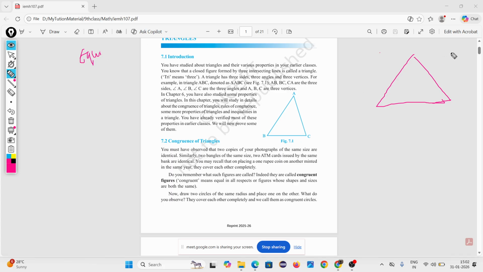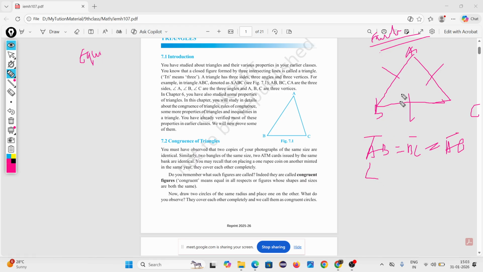Look, equilateral triangle means all the sides of the triangle are equal. This, and remember, not only sides: AB equals BC equals AC, na? And another thing is, in this triangle, angle A, angle B, angle C are also equal. How many degrees? 60 degrees, 60, 60. Not 66 degrees, 60 degrees. Okay? This is the equilateral triangle.